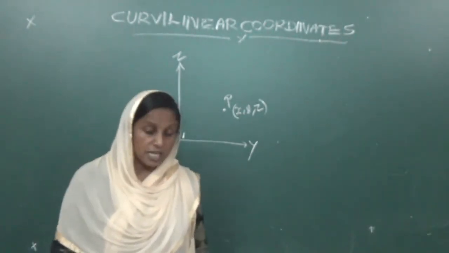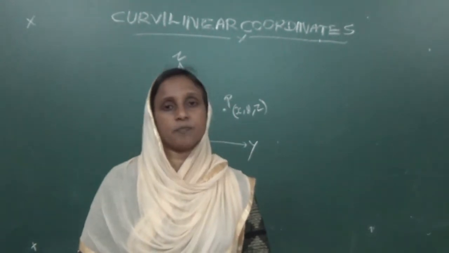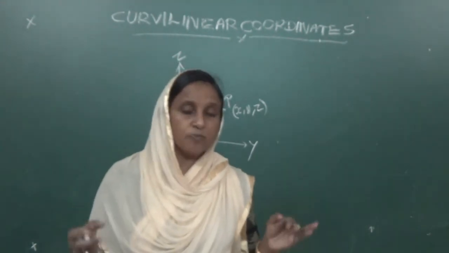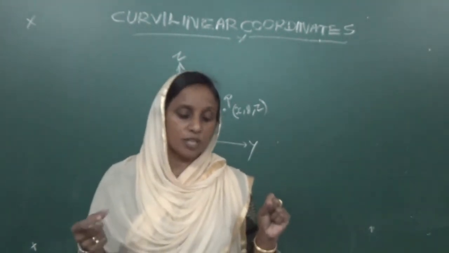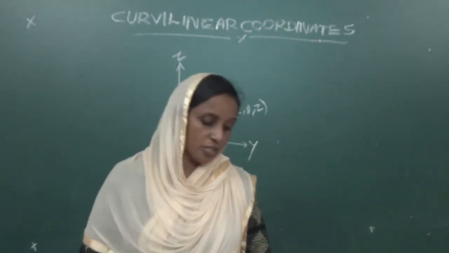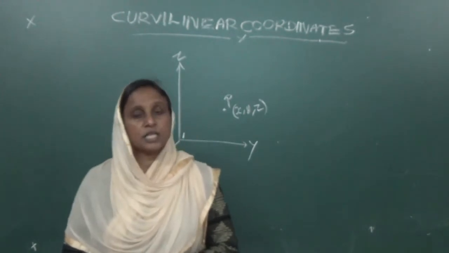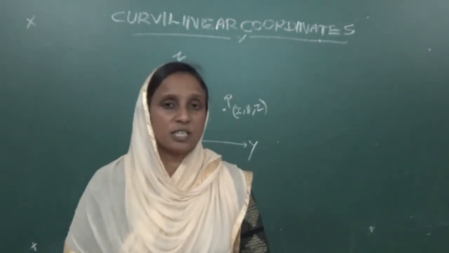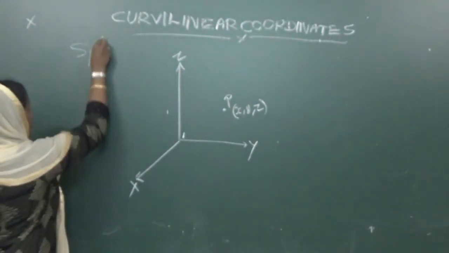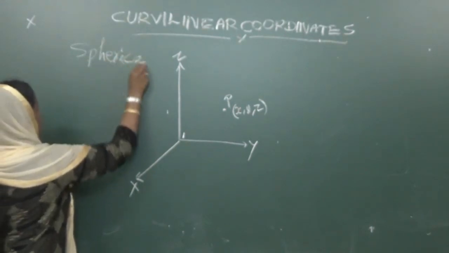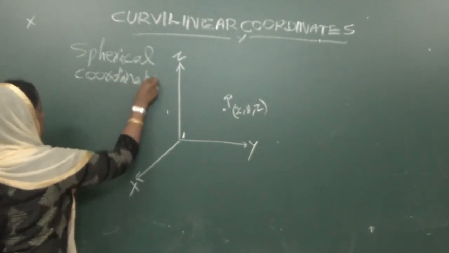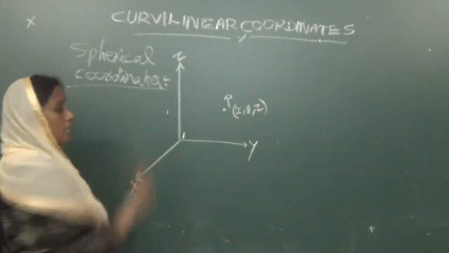Instead of this Cartesian coordinate system, we can use spherical coordinates. If the physical system has some symmetry, we can make use of the symmetry to analyze the system easily. If the system has some spherical symmetry, it is always easy to handle with spherical coordinates. So we want to learn about spherical coordinates.